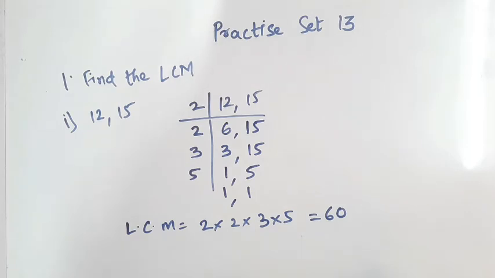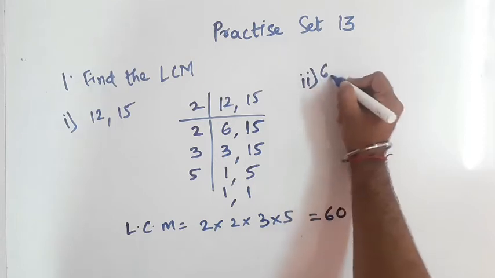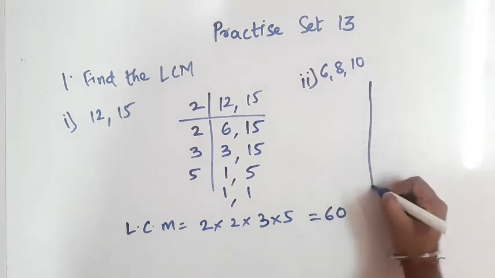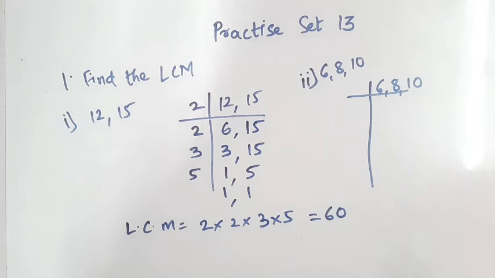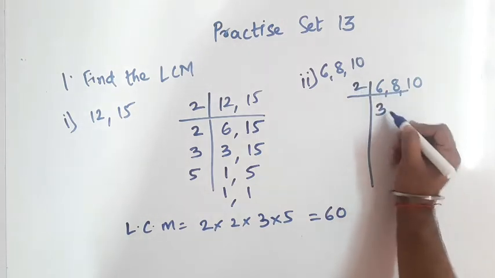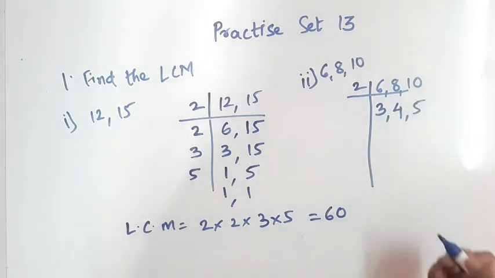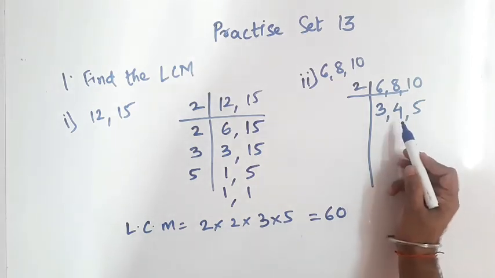Okay, second one I'll take 6, 8, 10. Children, the full form of LCM is least common multiple. So 6, 8, 10. If I do this, 2 threes are 6, 2 fours are 8, 2 fives are 10. Now can I take 2? Yes, because one number is still divisible by 2.